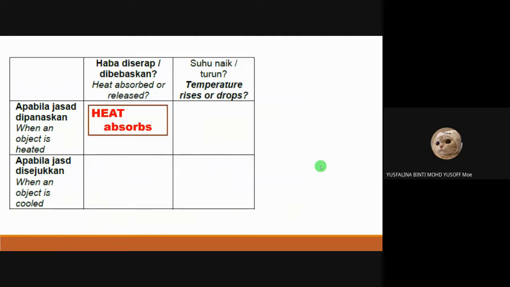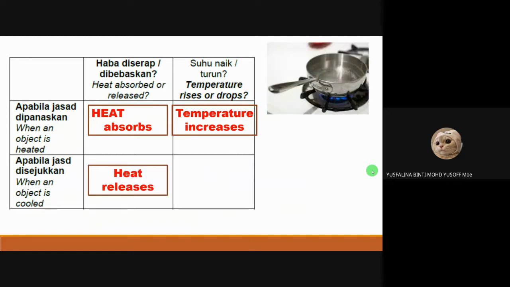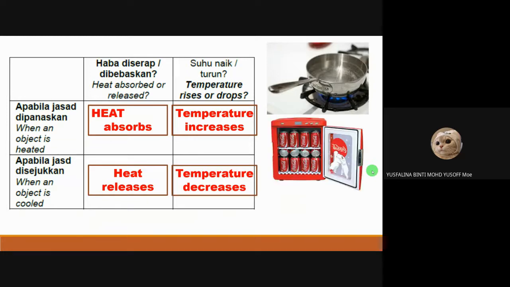All right. So when an object is heated, heat is absorbed, and then the temperature will increase. What happens when the object is cooled? The heat will be released and the temperature will decrease. So this is an example: if you put a drink inside the refrigerator, heat will be released and the temperature of your drink will decrease.